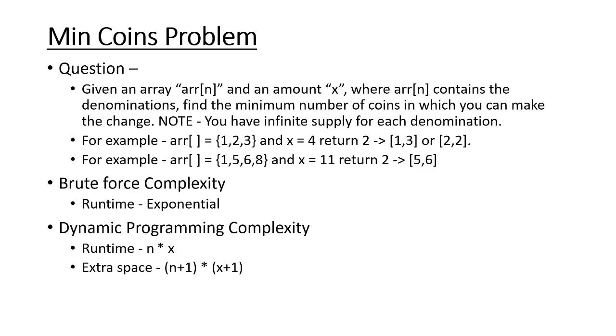But if we take the second example, what do we have over here? We need to make an amount of 11. And what is the maximum denomination which I have? I have a maximum denomination of 8. So I just deduct that amount from 11. So what would I be left with? I would be left with 3.